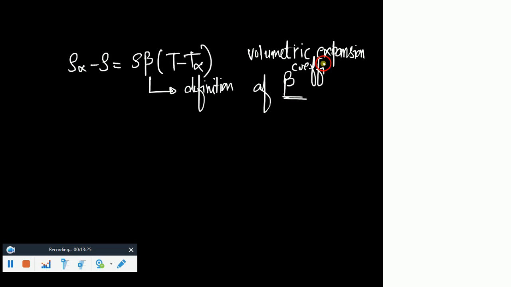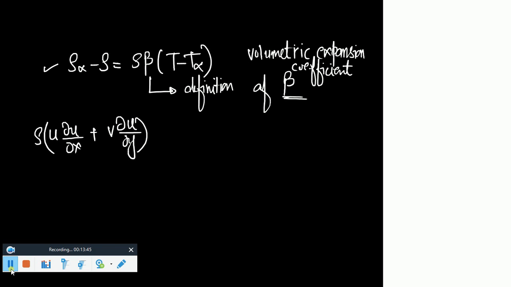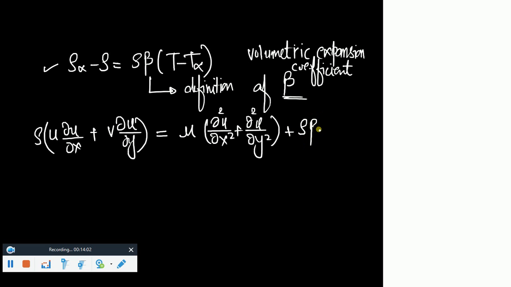Volumetric expansion coefficient. Right. Now let's plug this back into the equation. This would be rho times u partial u by partial x plus v partial u by partial y, equal to mu times partial square u by partial x square plus partial square u by partial y square, and then you would have plus rho beta (T minus T infinity).